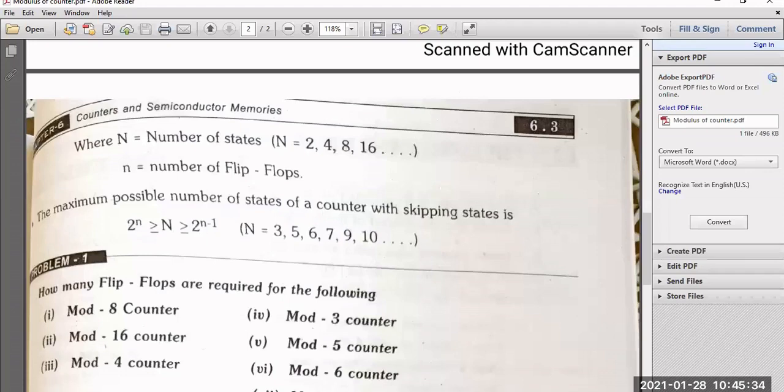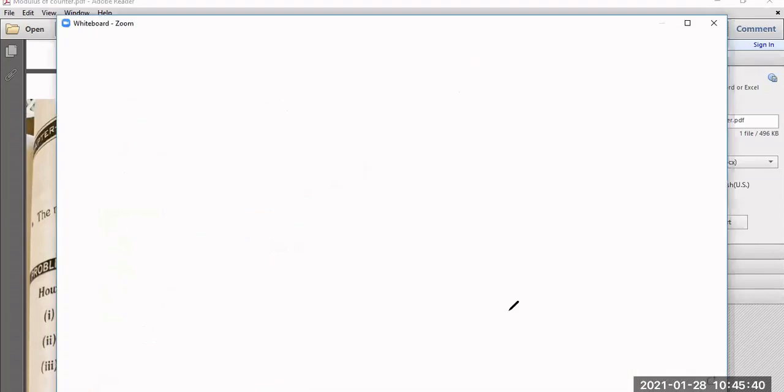Okay, how it will be, I will share the whiteboard for one minute. So if 2 power n is there, I can directly say what is the modulus of a counter.